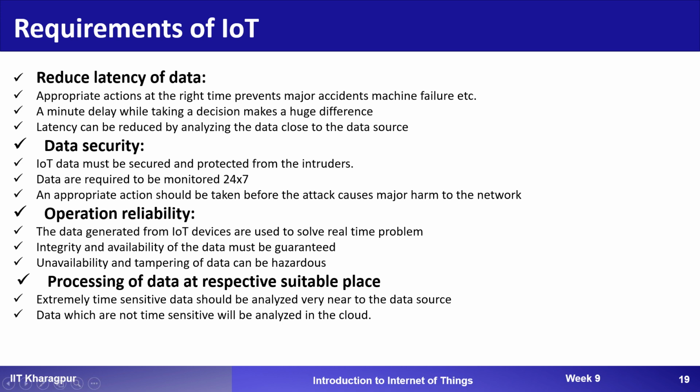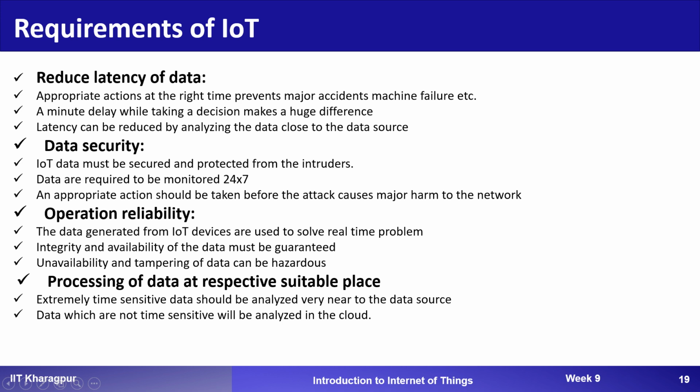Latency can be reduced by analyzing the data closer to your end devices. The second one is your data security. The IoT data must be secured and protected from intruders, and the data is required to be monitored 24/7. So appropriate action should be taken before the attack causes major harm to the network.